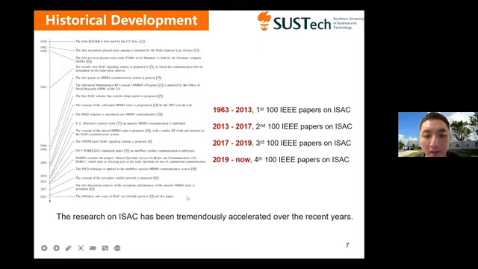The research on ISAC has also been tremendously accelerated over recent years. As you can check on IEEE Xplore, during these 40 to 50 years, there were the first 100 IEEE papers on ISAC. During the next 4 years, the second 100 IEEE papers, in the next 2 years, the third, and from 2019 up to now, the fourth 100, maybe more, okay? So the research on this topic has been tremendously accelerated.